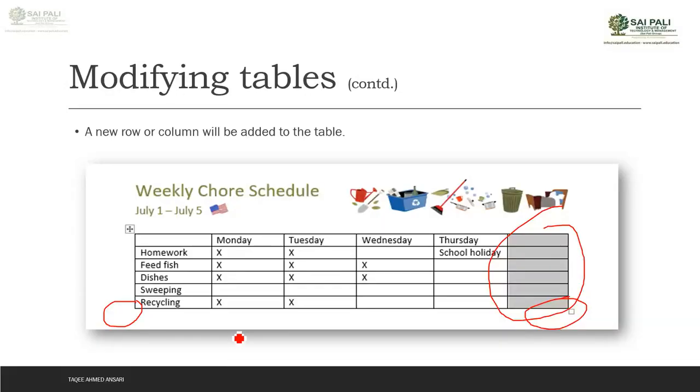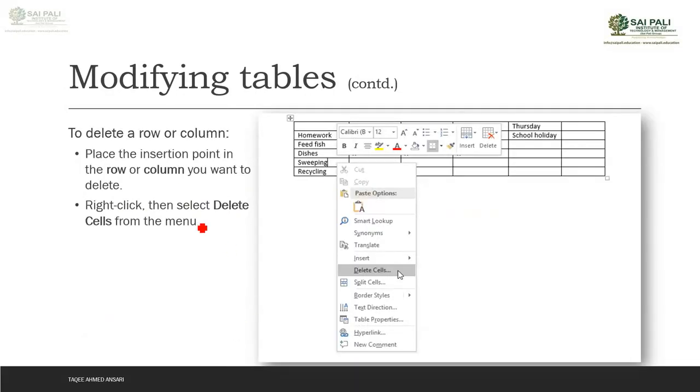Same as we add, we can remove also. To delete a row or column, first place the insertion point in the row or column you want to delete, then right click and select the delete cell from the menu. When you right click, it will open this menu. From here you can select this delete cell command. Remember, I'm not deleting a row or column, I'm selecting delete cells, because I am right clicking on a single cell.